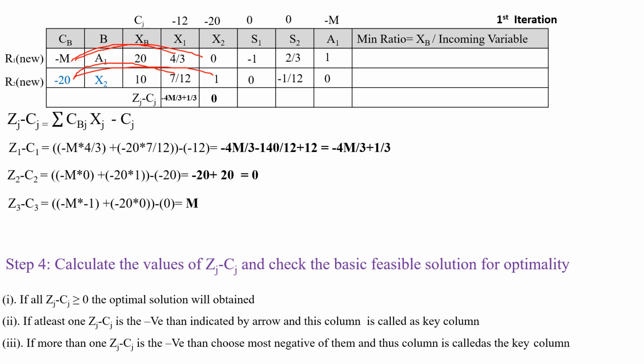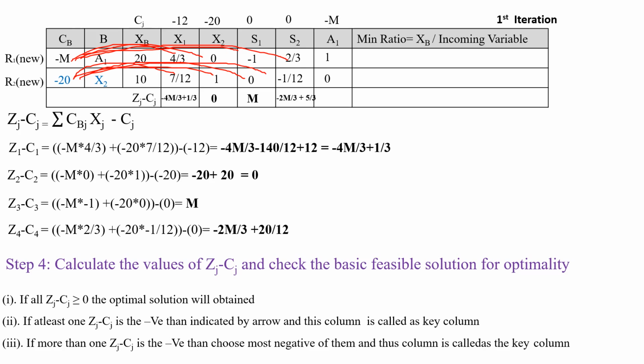Next Z3 minus C3 for the S1 variable, minus M into minus 1 plus minus 20 into 0 minus 0, which is equal to M. Next for the S2 variable, minus M into 2 by 3 plus minus 20 into minus 1 by 12 minus 0, which is equal to minus 2M by 3 plus 20 by 12. Next for the A1 variable, minus M into 1 plus minus 20 into 0 minus of minus M, which is equal to 0.